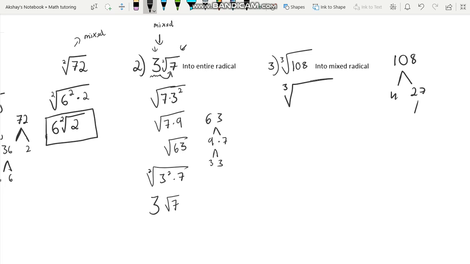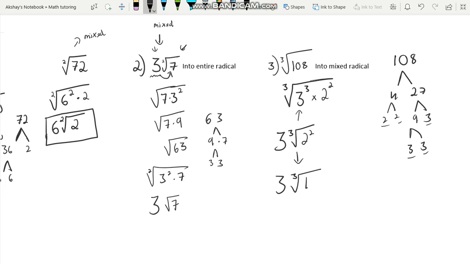And now we are left with 9 times 3 and 2 times 2. Our 9 simplifies into 3 times 3. So we're left with 3 to the power 3 because we have three 3s, and we have two 2s, so that's 2 squared. And now, because we have an index of 3, we can take out a number when we have a perfect cube. In this case, we do have a perfect cube, so we can take out one of that number. We can take out a 3 here. So we're left with 3 cube root 2 squared, which is the cube root of 4.